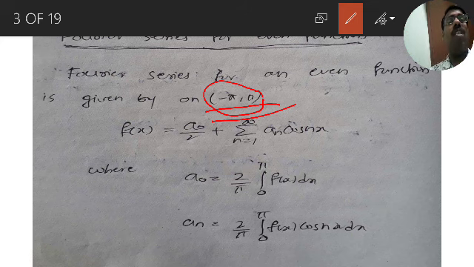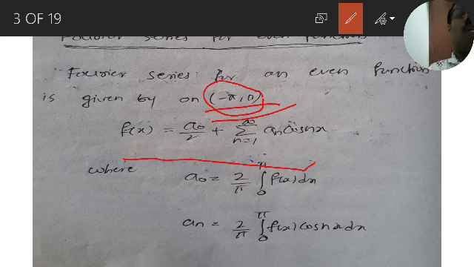So for even function, what is the Fourier series? f of x is equal to a naught by 2 plus sigma n is equal to 1 to infinity a n cos n x.